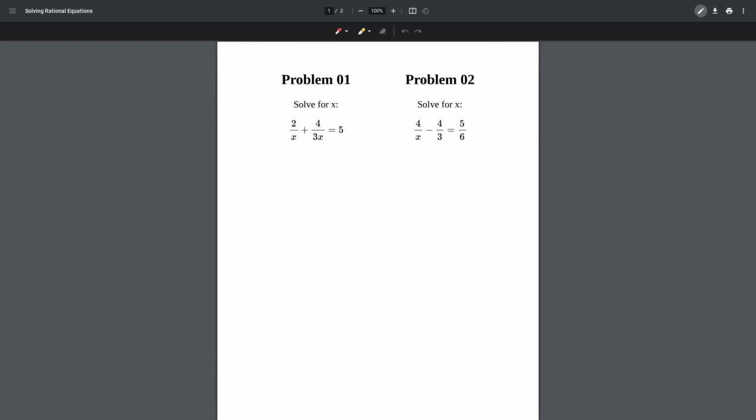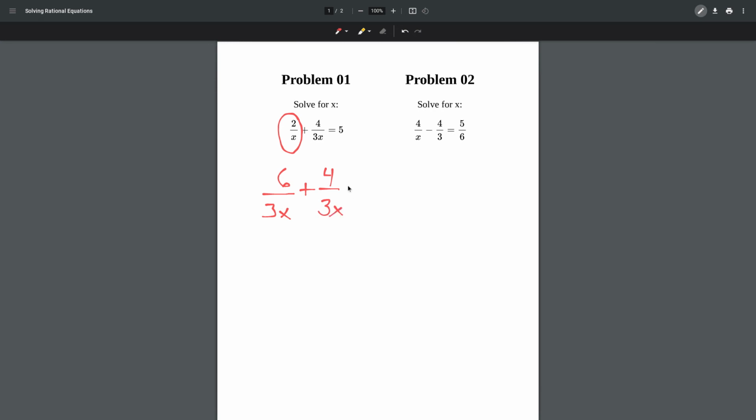In this video, we're going to solve rational equations. So this first one, we've got 2 over x plus 4 over 3x equals 5. So I think what we should do first is multiply this 2 over x by 3 over 3. That way we'll get the same denominator. When I do that, I get 6 over 3x plus 4 over 3x.